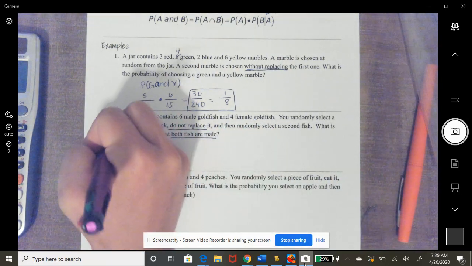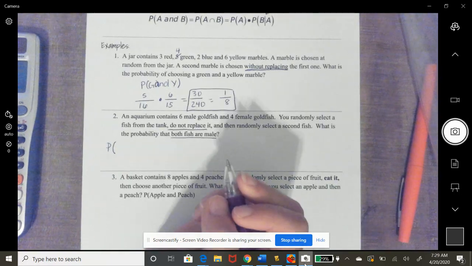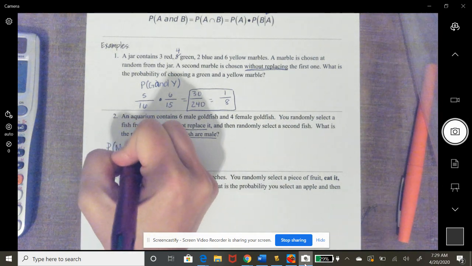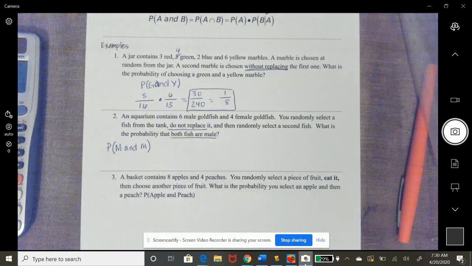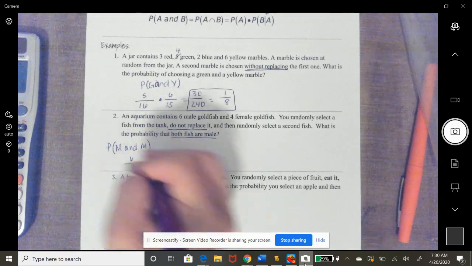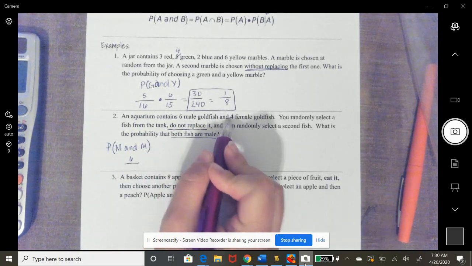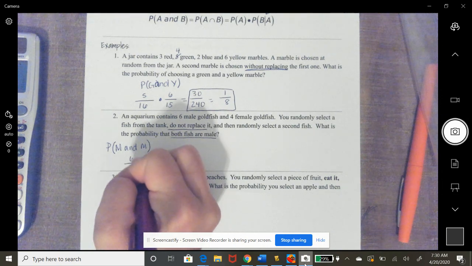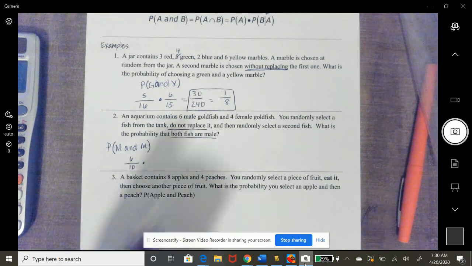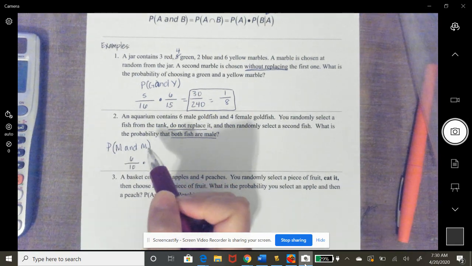So we're still drawing twice. This makes it compound. And we want to actually get a male on the first try and a male on the second try, because it says both of them need to be male. So our first one, we have 6 male out of 6 plus 4, so 10 goldfish. But when we go to draw our second one, this one's a little tricky because we actually want to draw the same thing both times.